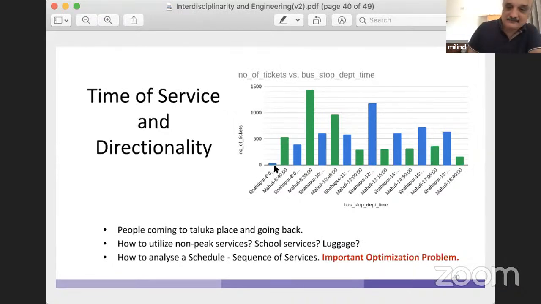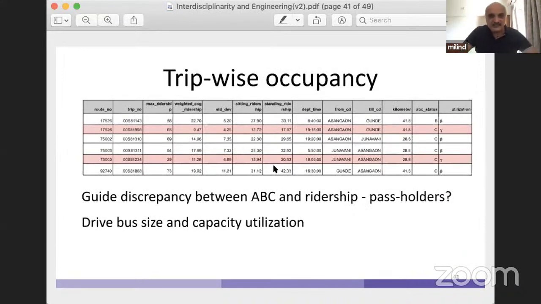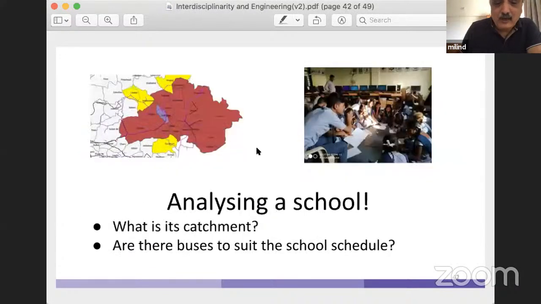problems of optimization. I've already discussed ridership, bus size, and capacity utilization, and how we can improve. Now I'll come to the last, small point. We also looked at schools. How is the bus system serving schools? We picked a school, at Dolkham. This is the school, and then we looked at the villages. These are the villages for which this is the closest school.